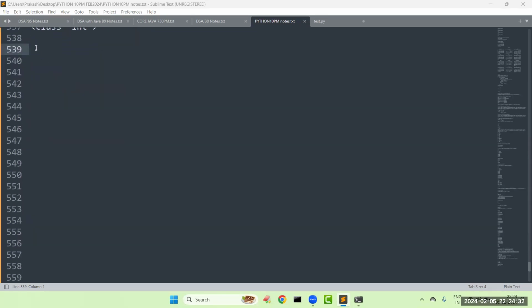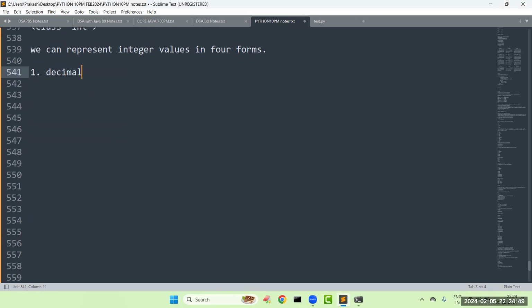Next, continuing with integers. We can represent integer values in four forms. What is the first form? Decimal values. How to represent decimal values? There is no special representation. Directly, we can take decimal values.